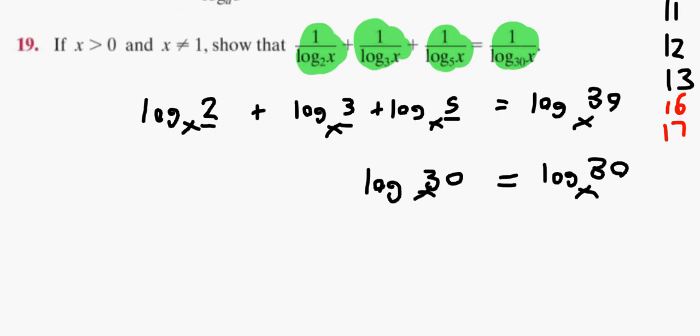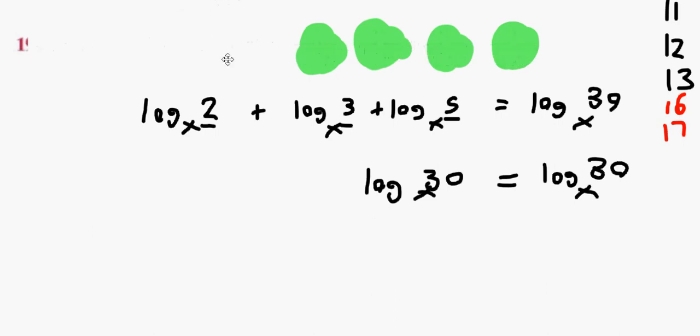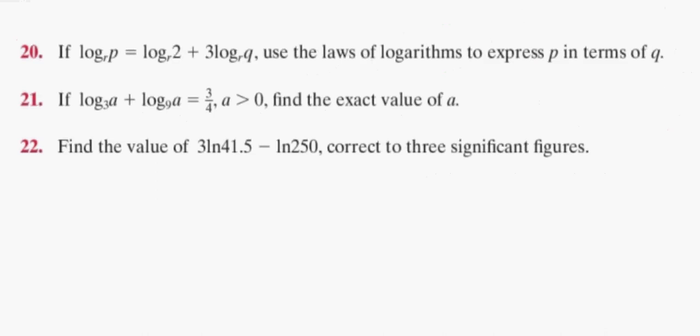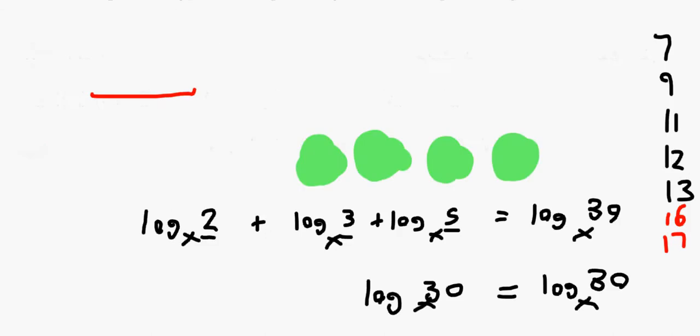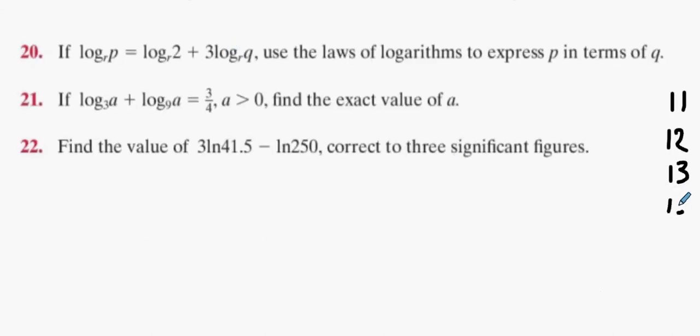Alright. Now, 19 is done. Next page, I suppose. 11, 12, 13, 16, 17, 19. Alright. Now, alrighty. Can anybody do, I'll do 21, right? So guys, what's the problem with 21?